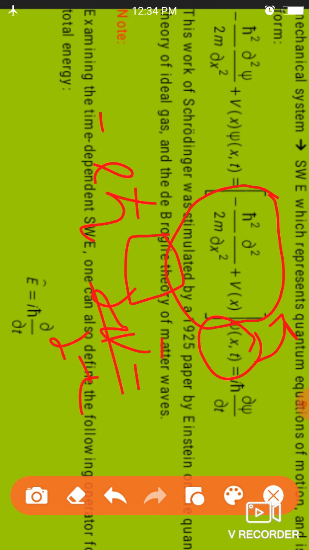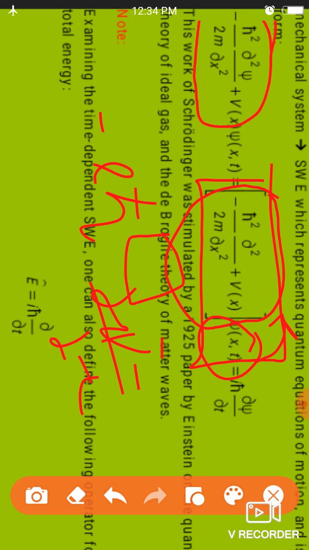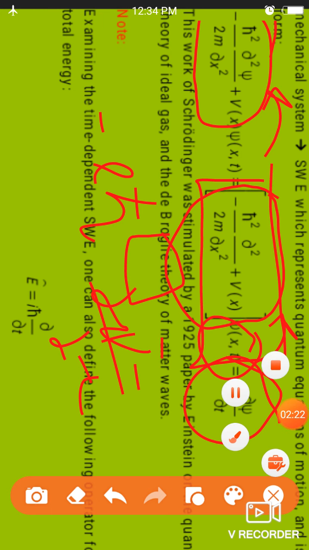Then what is this? It gives the results. Here this is the Hamiltonian, minus h cross squared upon 2m, del squared psi upon del x squared, plus V(x). This is the Hamiltonian operated by the Schrodinger wave equation, and it gives energy. This is called energy. This is the Schrodinger equation. It gives the results of the system, such as the energy and momentum of the system.